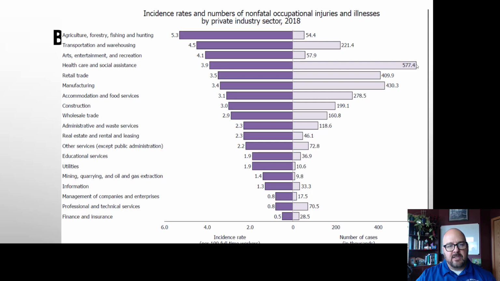So for pure number of cases, it's healthcare and social assistance, which I think is like NAICS 62. Number 2 would be manufacturing. Number 3 would be retail trade. But if we go from a pure incidence rate, agriculture, then transportation and warehousing, then arts and entertainment.